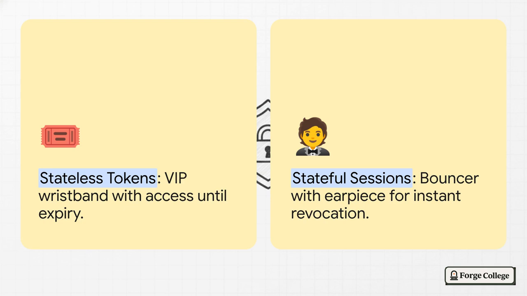But on the right, a stateful session. That's like a bouncer with an earpiece. The bouncer is constantly checking a live master list back on the server. If a token gets compromised, the server just whispers to the bouncer, and boom, access is instantly cut off. For hybrid apps, we absolutely need that bouncer to ensure instant revocation and airtight security.